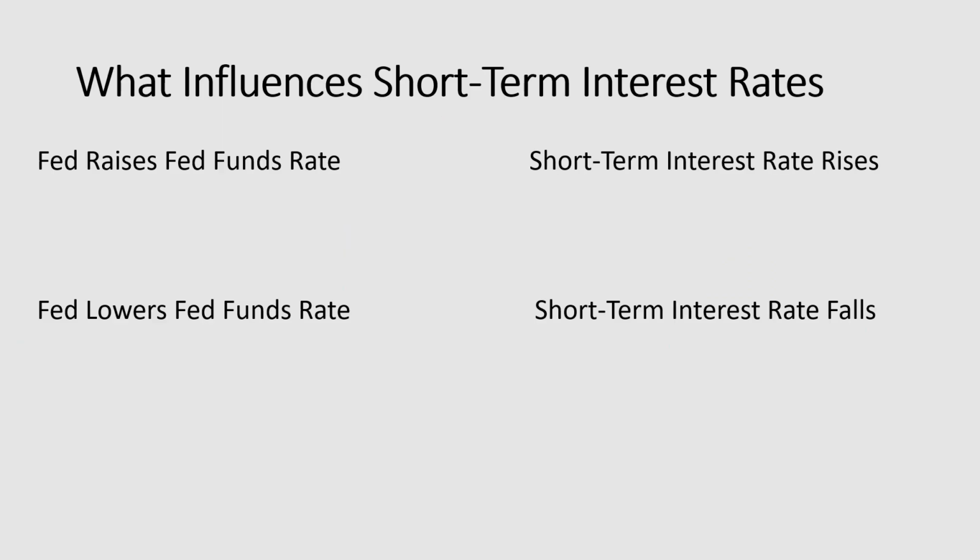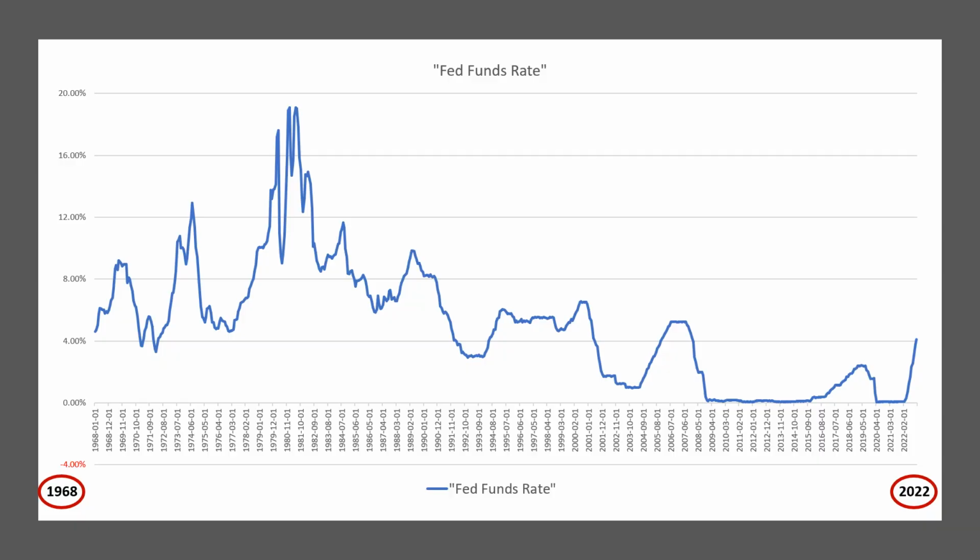A good place to start is to look at how the Federal Reserve, also known as the Fed, influences short-term interest rates. Raising the Fed funds rate increases short-term interest rates in the economy, and lowering the Fed funds rate decreases the short-term interest rates in the economy. So in this chart, we can see the history of the Fed funds rate increases and decreases from 1968 to the end of 2022.